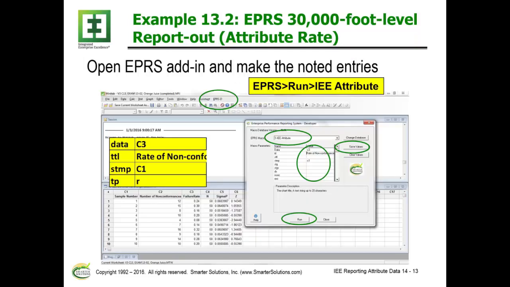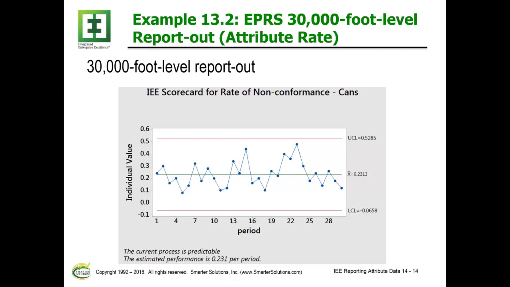Let's open up the EPRS add-in. For this data set, we'd enter the items showing in the yellow box on the left-hand side. For this predictable data set, this is what we get as a response: about 23% non-conformance.